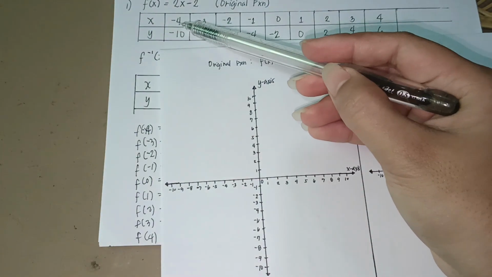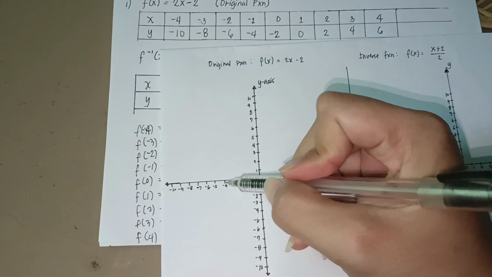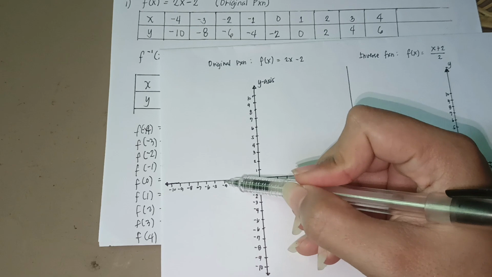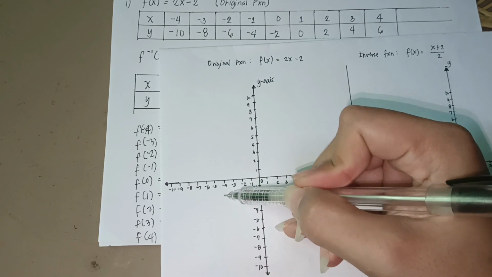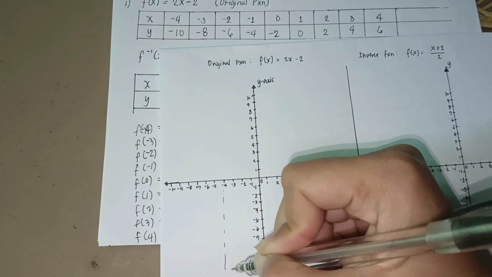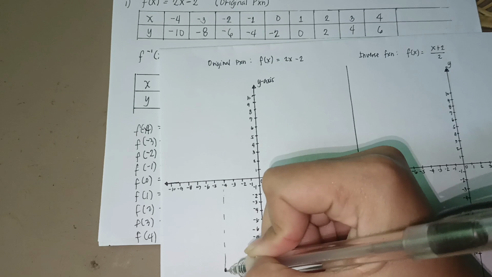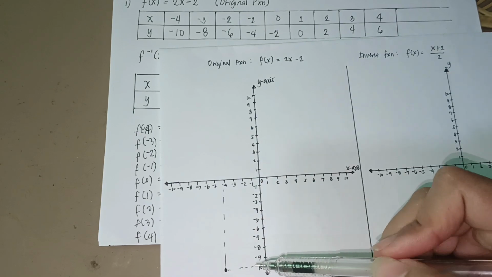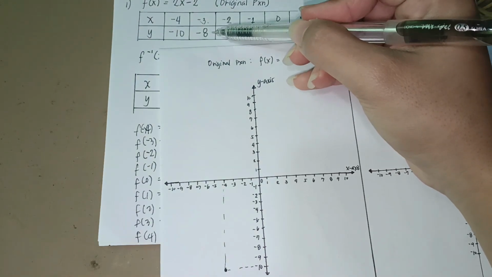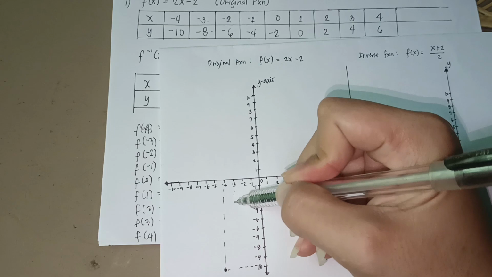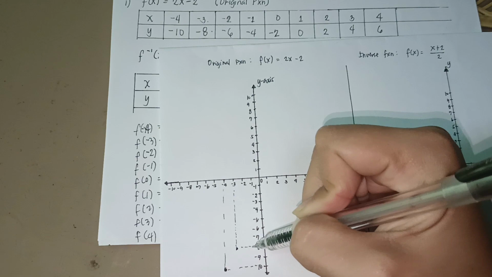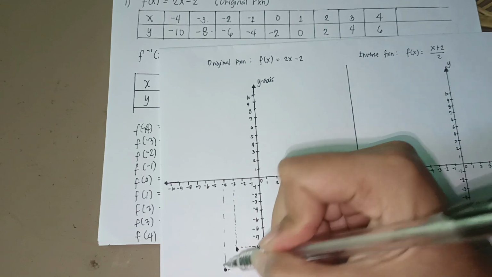Let's go first to negative 4. Kapag negative 4 yung x, magiging negative 10 daw yung ating y. So, ito yung negative 4. Titignan mo lang yung tapat nila. Ayan, nandito ang ating negative 4 and negative 10. Ganyan siya mag-plot. Next one. Kapag negative 3 yung x, magiging negative 8 daw yung y. So, ito yung negative 3 up to negative 8. So, ito yung negative 8. Ito yung pangalawang dot natin.